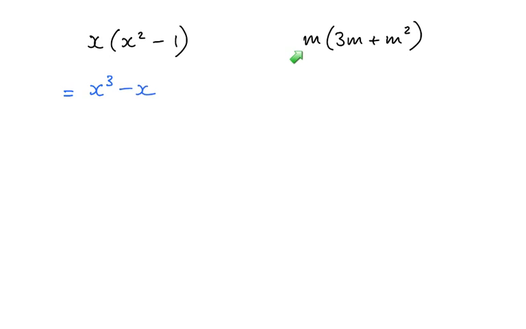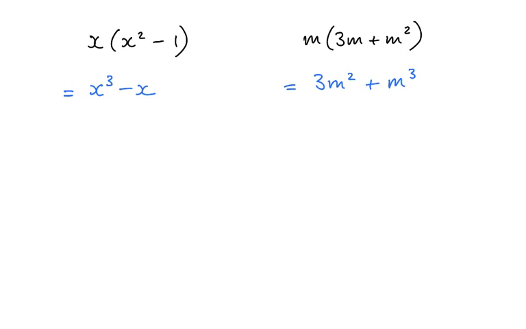Now looking at the second one, I'm multiplying m with everything inside this bracket. So m times 3m is 3m squared, and m times m squared is positive m cubed.